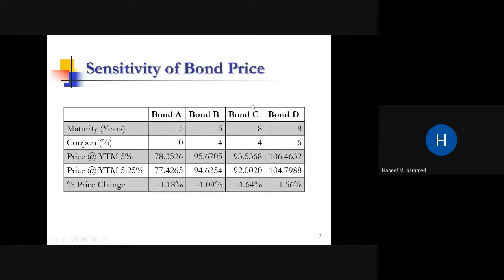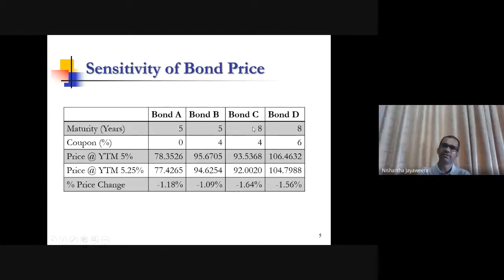Maturity. So bond B has a 5-year maturity, whereas bond C has an 8-year maturity. So the longer the duration, the longer the maturity, the higher the sensitivity, because the coupons are the same.